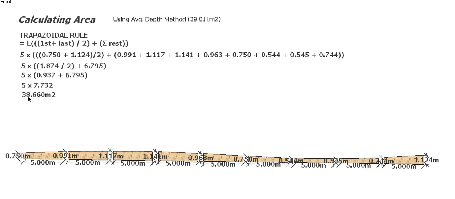Okay, so now we've got our area, we can then work out our volume. So the volume is the area times the width of the trench. Again, I'm going to use the trench that's half a meter wide. So 38.660 times 0.5, or 500 mil, gives us 19.330 cubic meters of soil to be removed from our trench.